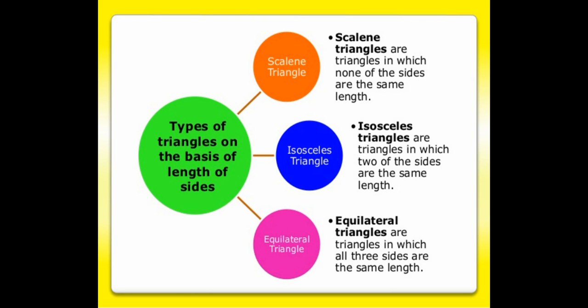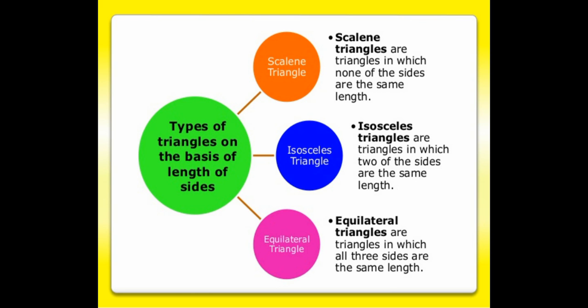Now, types of triangles on the basis of the length of sides. One is a scalene triangle. What is this scalene triangle? Scalene triangles are the triangles in which none of the sides are the same length, okay. So in a scalene triangle all three sides are different, okay.